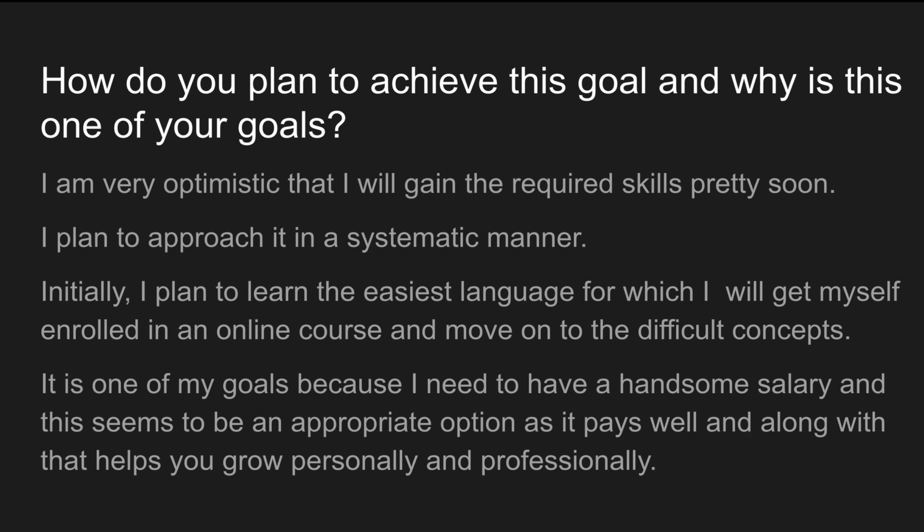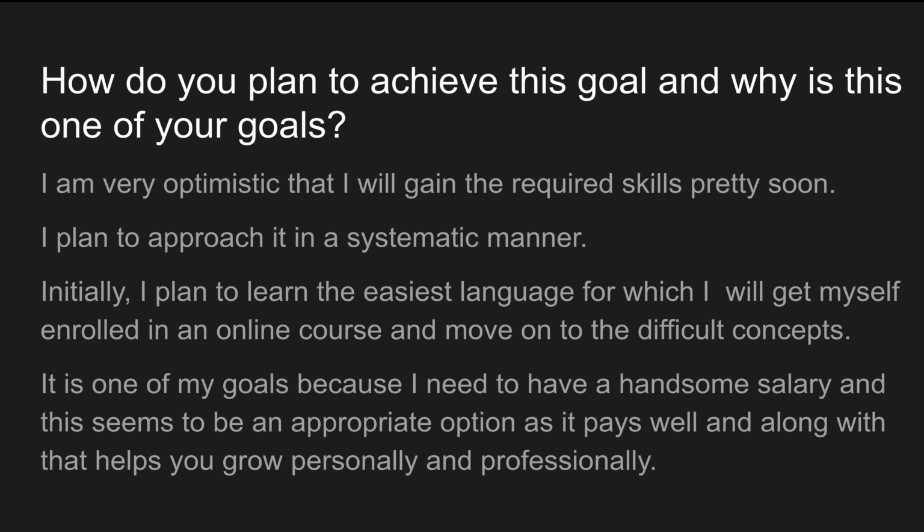Why will I be able to gain the required skills? Because I have some knowledge about it. And I plan to approach it in a very systematic manner. Systematic manner is basically the answer to your question. Next point, again, how do you plan? First, I'm going to do it in a systematic manner, and then I'm going to get myself enrolled in some online course. I'll learn the easiest language first, and then step by step, I'll keep moving towards the difficult concepts.